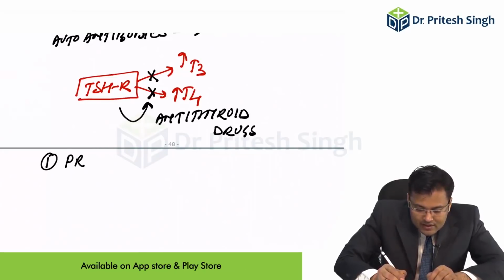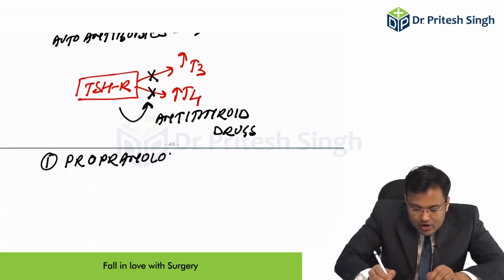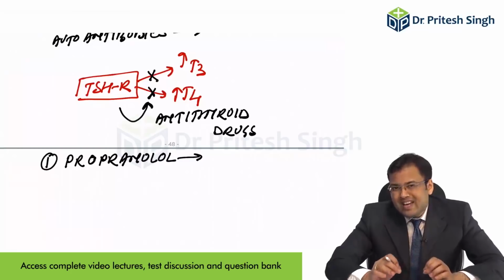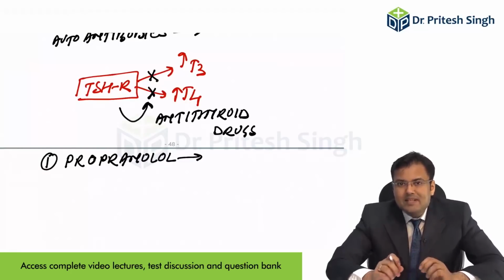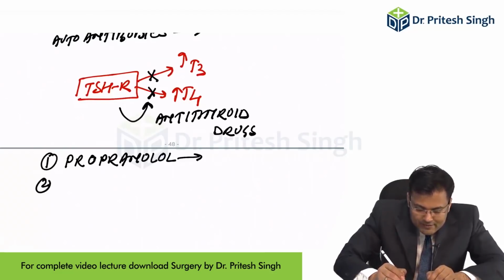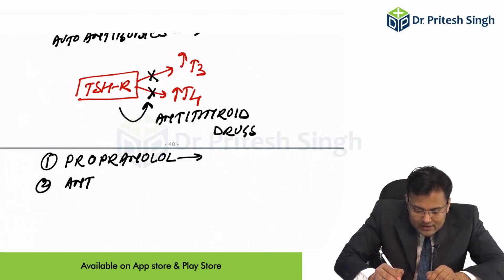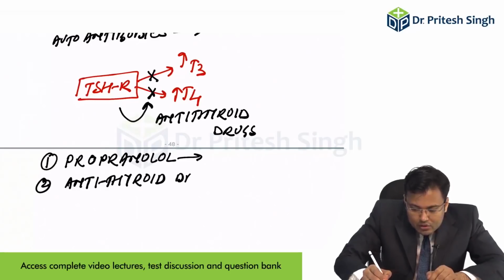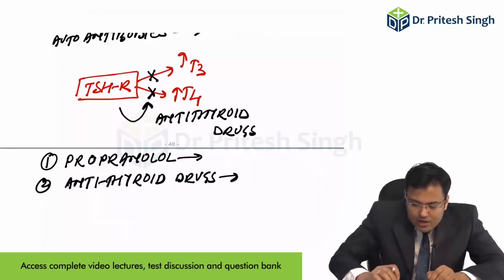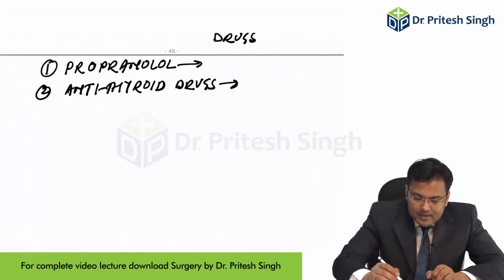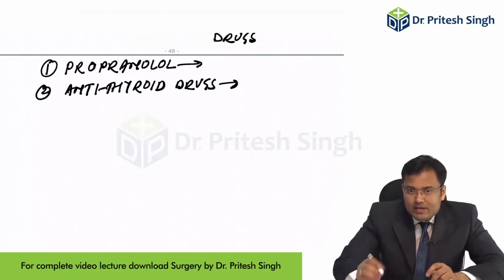So first drug given is non-selective beta blocker, propranolol. It is going to take control of sympathetic signs and symptoms. Second, we give anti-thyroid drugs to control the production of thyroid hormone T3 and T4. What are the anti-thyroid drugs which are given?